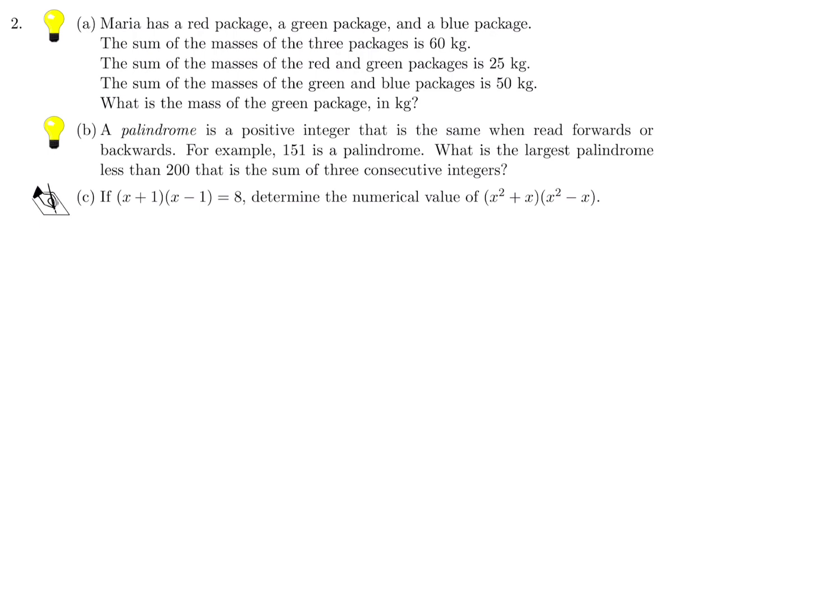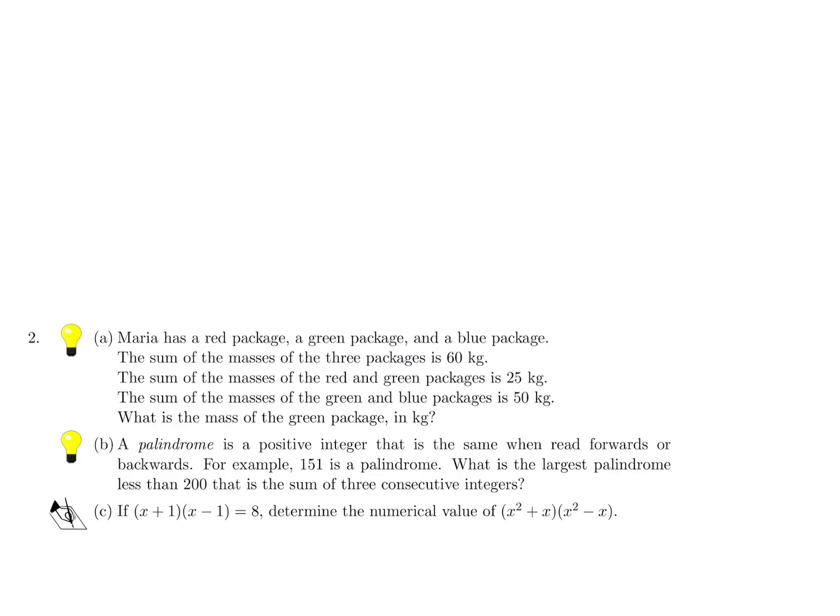Maria has a red package, a green package, and a blue package. The sum of the masses of the 3 packages is 60 kg. The sum of the masses of the red and green packages is 25 kg. The sum of the masses of the green and blue packages is 50 kg. What is the mass of the green package in kg?